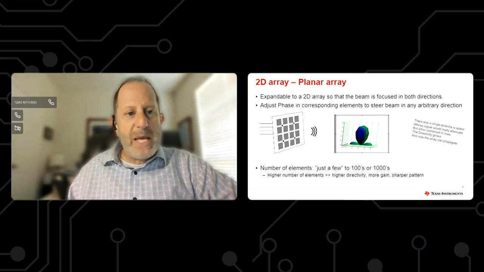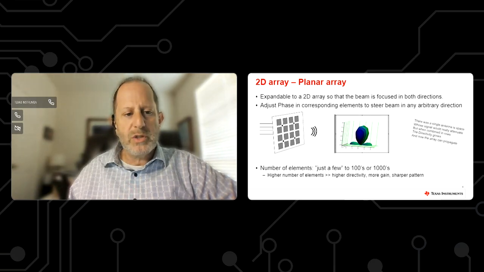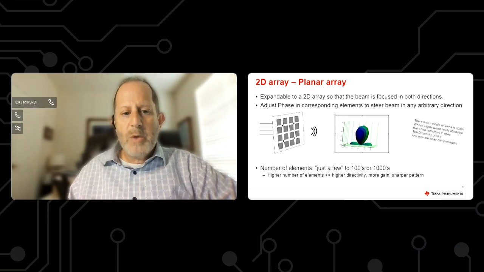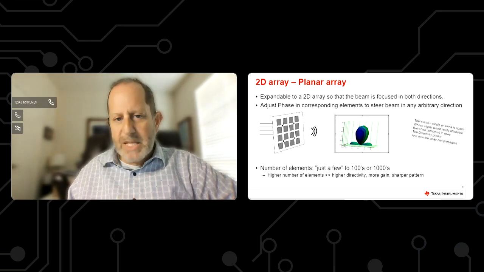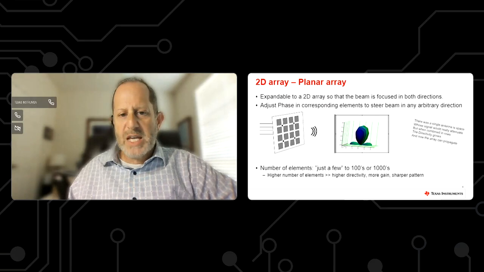Now we can expand this linear array into a planar array. So now we have a two-dimensional structure, with elements in both directions. This particular picture is showcasing something that looks like a 4x4, 16 element planar array. And now we can focus the beam in both of our physical directions. And we'll start talking about how we can manipulate the direction of that beam by adjusting the phase of the corresponding elements. We'll look at that here in just a second.